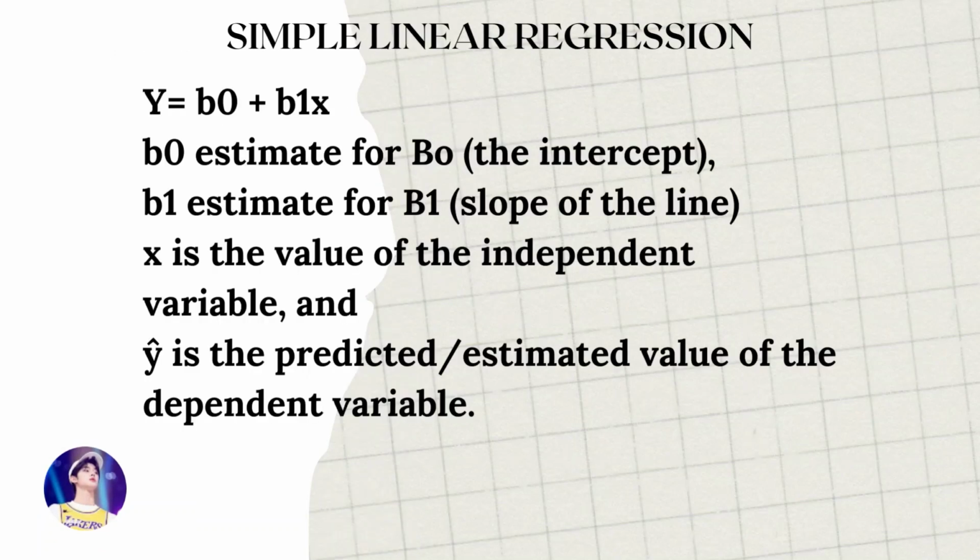Next, simple linear regression. Y equals B0 plus B1X. B0 is the estimate for the intercept. B1 is the estimate for the slope of the line. X is the value of the independent variable and Y is the predicted estimate value of the dependent variable.